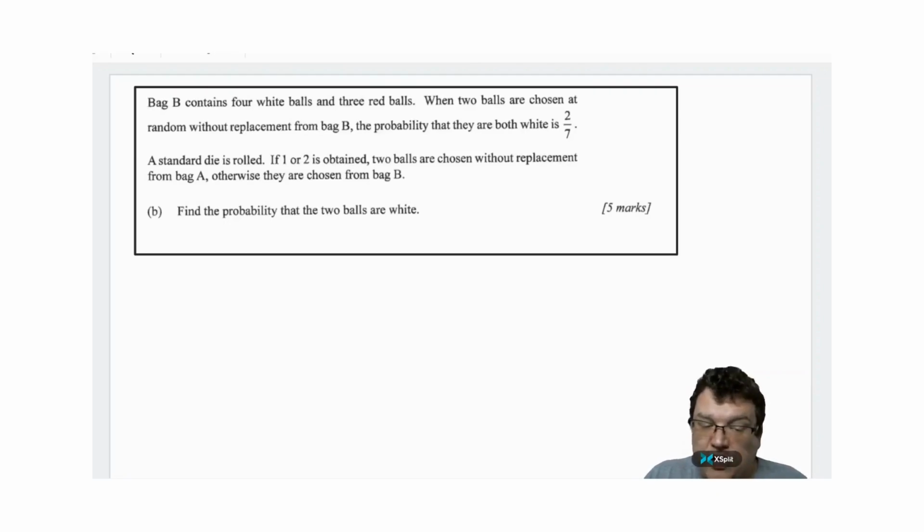Next, a standard die is rolled. If a 1 or 2 is obtained, the balls are chosen from bag A, otherwise they're chosen from bag B. So there's a lot of info here, just a bit of an info dump. You've got to read through and decide what's important or not.